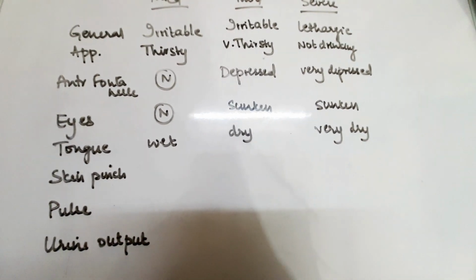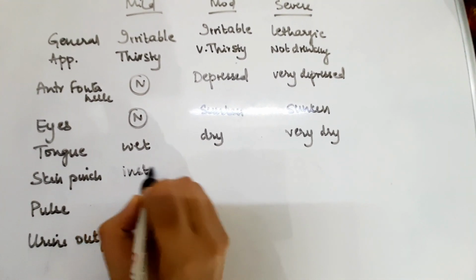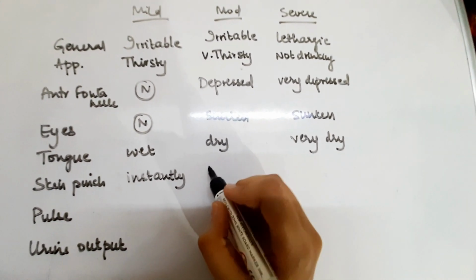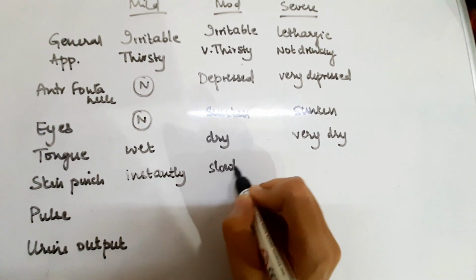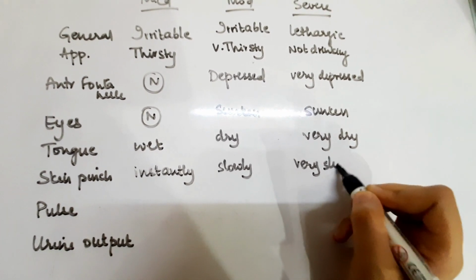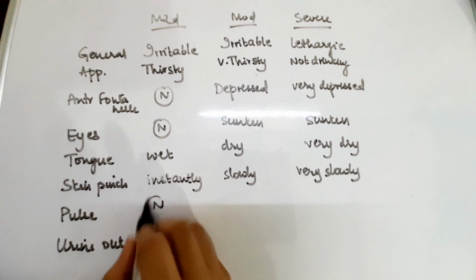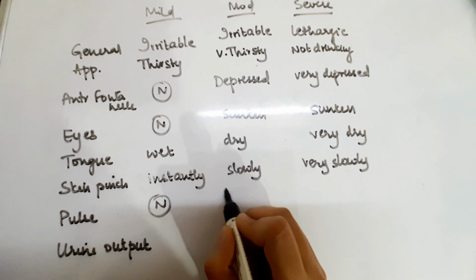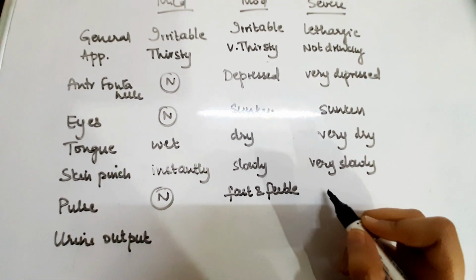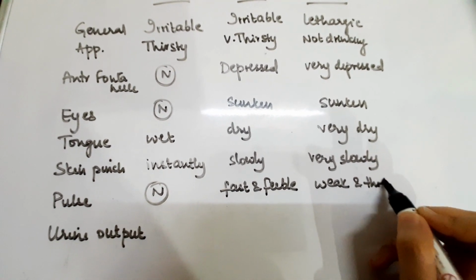One of the most important tests to assess the grade of dehydration is skin pinch. When the skin of the abdomen is pinched in a mildly dehydrated child, the skin pinch will go back instantly. It will be prolonged, which means it will go back slowly in moderate dehydration and very slowly in severe dehydration. The pulse is more or less normal in mild dehydration, whereas in moderate dehydration, it is fast and feeble, and in severe dehydration, it is weak and thready.